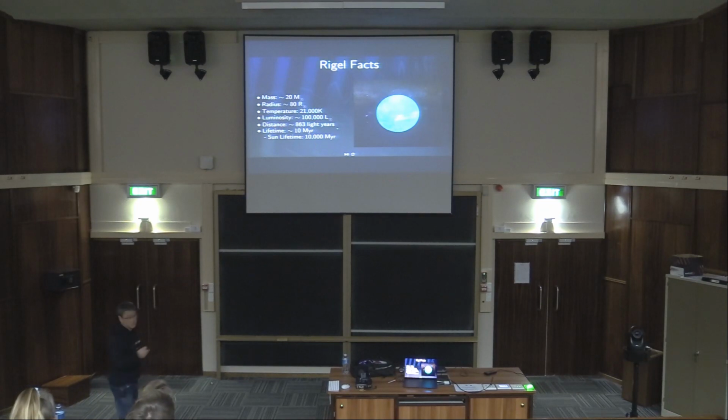Luckily, Rigel is not like the Sun. The Sun's 8 light minutes away. Rigel is 863 light years, so it's just a nice star in the night sky. But because it's burning its fuel so brightly, these stars live for only a very short time. So Rigel will blow up within about 10 million years, whereas the Sun lives for more like 10 billion years. So just remember that big stars live fast and die young.